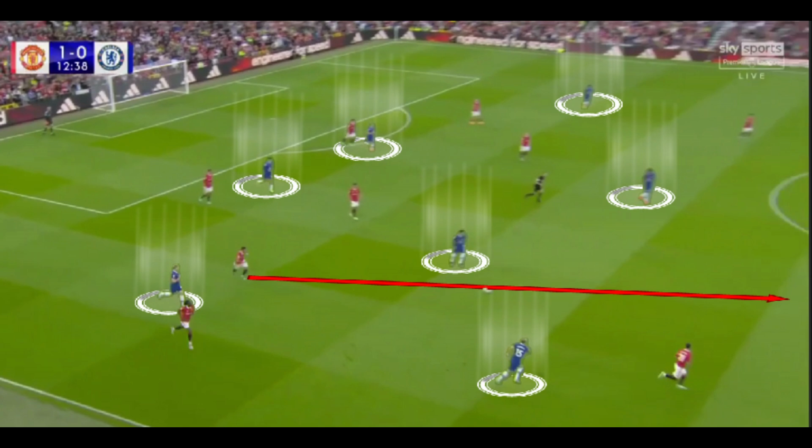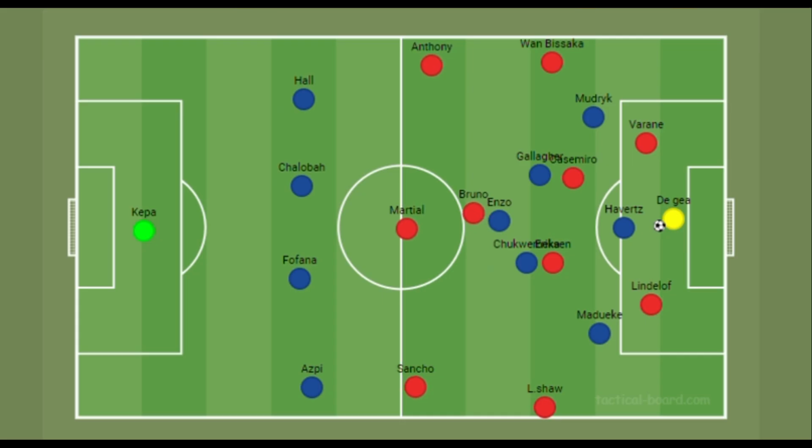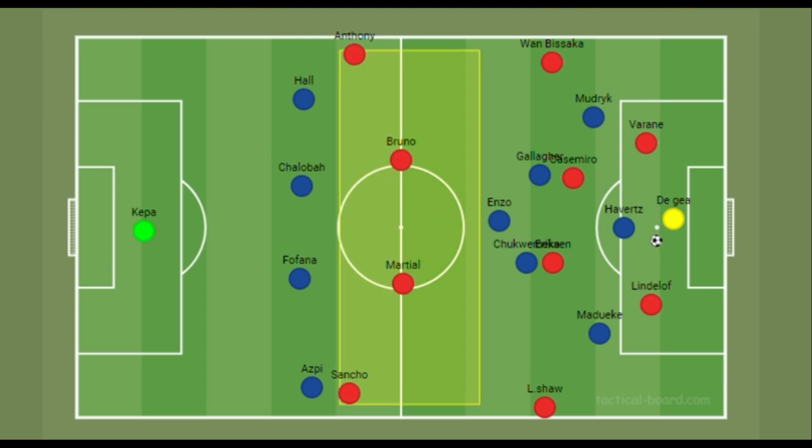But once Manchester United are able to receive the ball, they are able to play the ball in between the lines to locate Bruno and Martial, who were in this position. Chelsea's press was disorganized, committing the front 3 and the midfield while leaving huge gaps in between the defense and the midfield line.